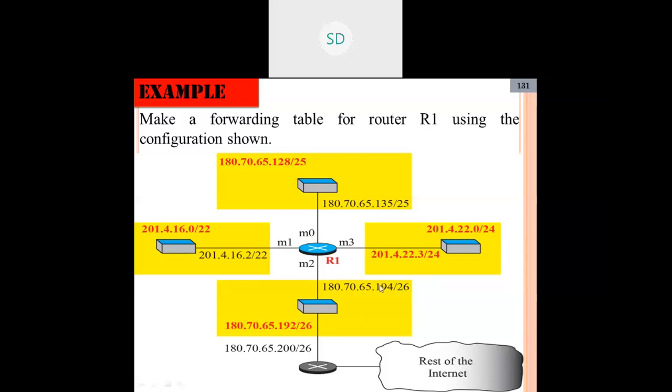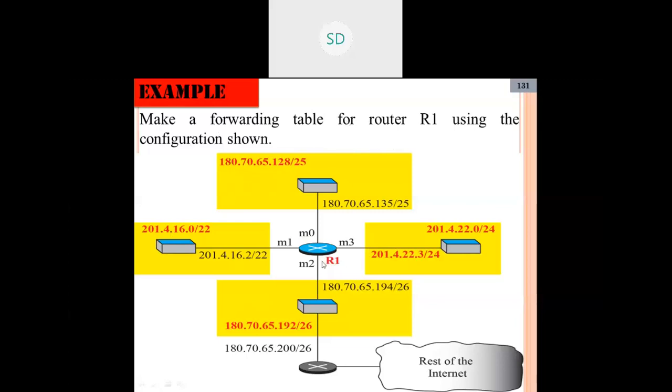Here you can observe the router which is connected to various hosts with a particular address as well as the masking. Each has a different set of masking. This block has a masking of 26, this one has 24, 25 and 22. Now for this configuration you're supposed to prepare a forwarding table. This is the first step. When a configuration of a connection is given to you, the first step is to create a forwarding table. Make a forwarding table for the router R1.